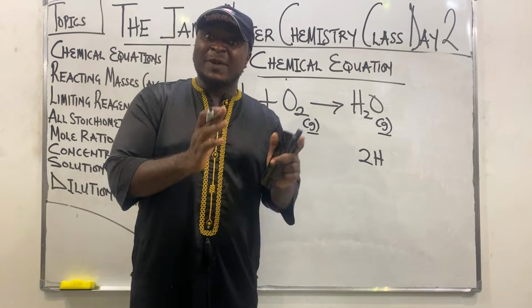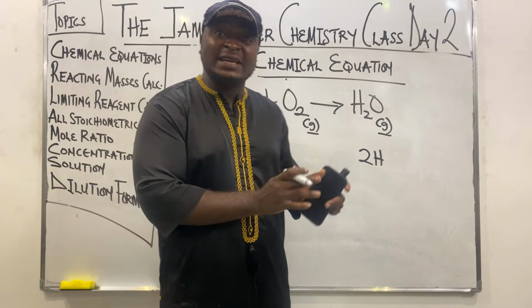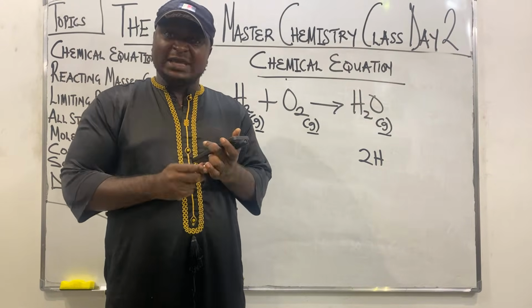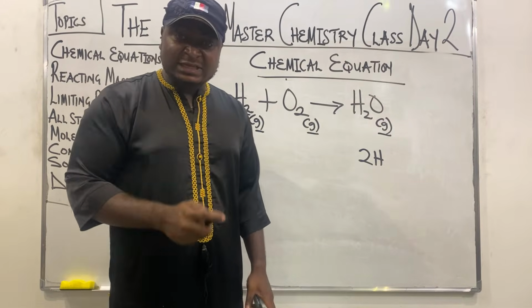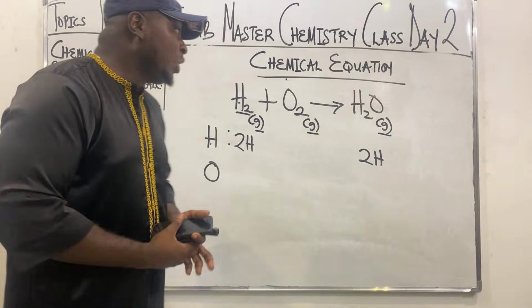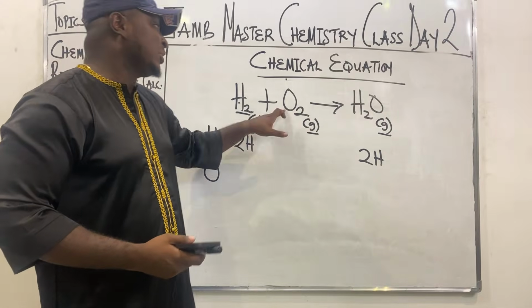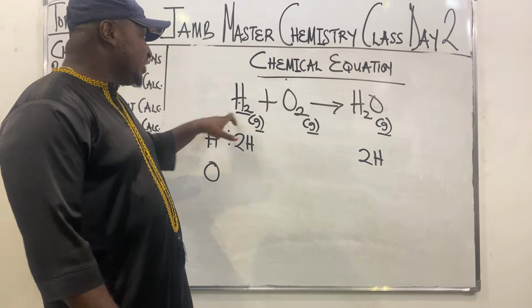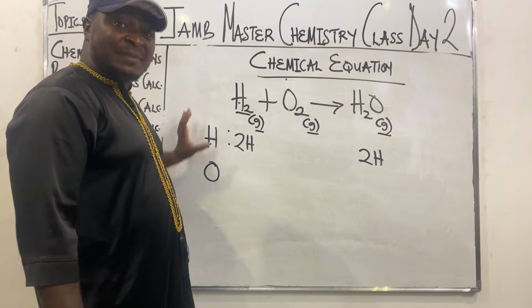A chemical equation is balanced if every atom on the left hand side has the same number as on the right hand side. Then a chemical equation is balanced. I must tell you another thing, class. When we want to balance a chemical equation, we don't balance molecules, we balance atoms. Notice that I did not bring H2O out. I brought hydrogen and oxygen.